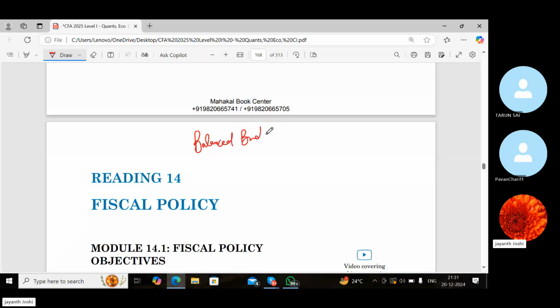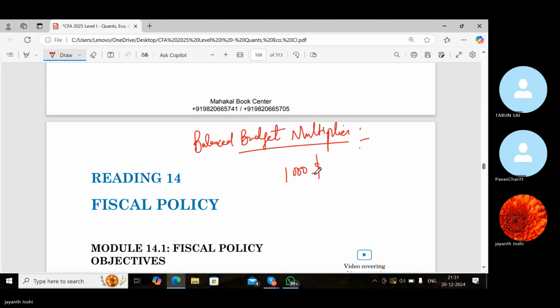Balanced budget multipliers. We'll start with $1,000. Okay. Starting disposable income. Okay. Now government will increase taxes.